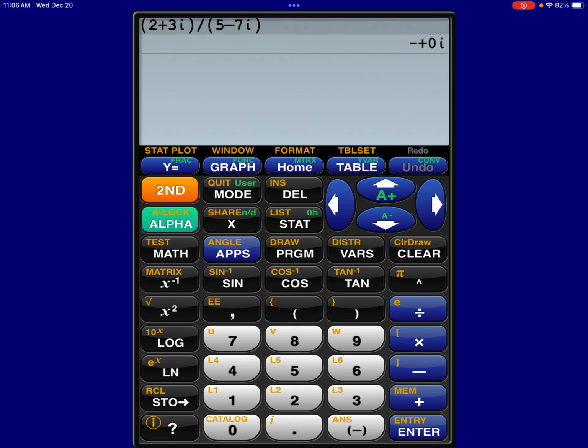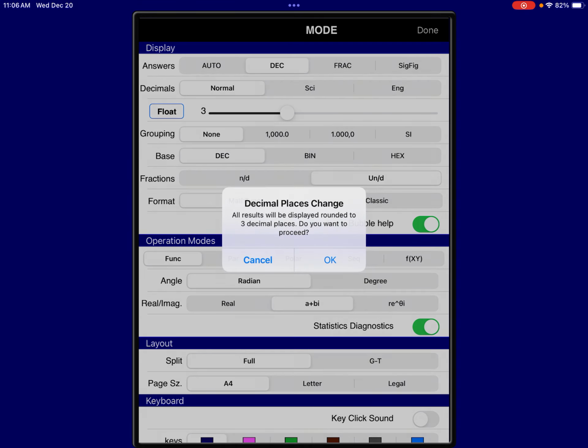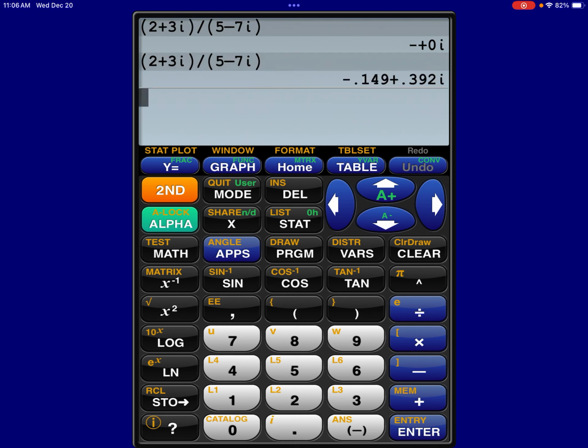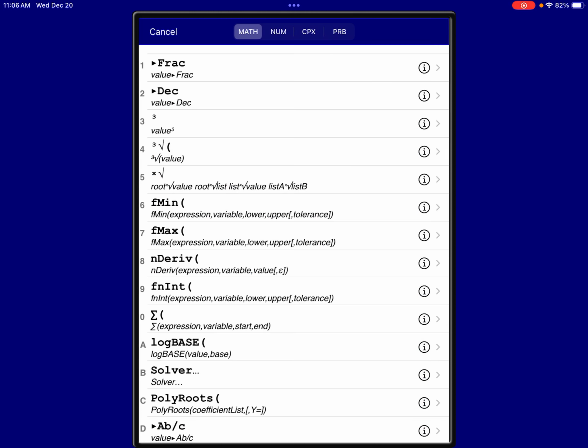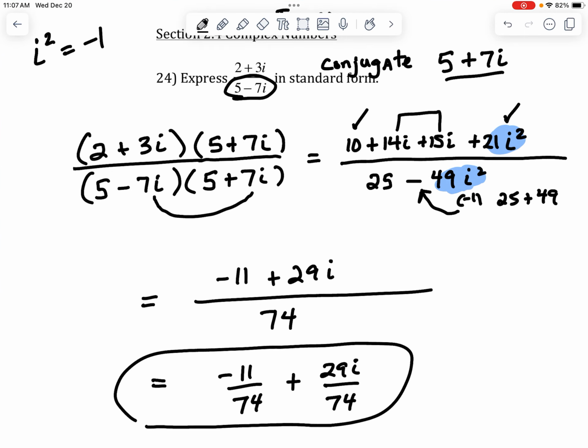And then it looks like my calculator, I don't know what it just did. Okay, so I need more decimals for one thing. Then let me redo that problem. And then it gives the answer in decimal form instead of fractions. So then I'm going to go to math and tell it go to fractions. And it says you should get negative 11 over 74 plus 29 over 74i. Is that what we got? Beautiful. So this one even deserves a smiley face.